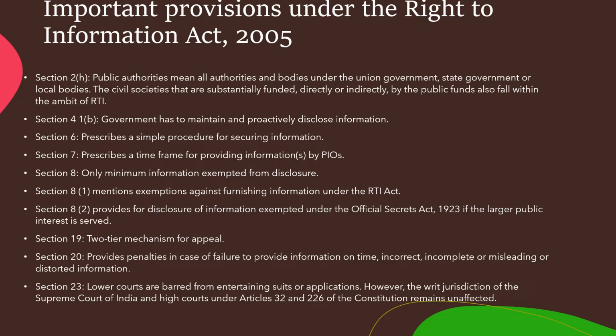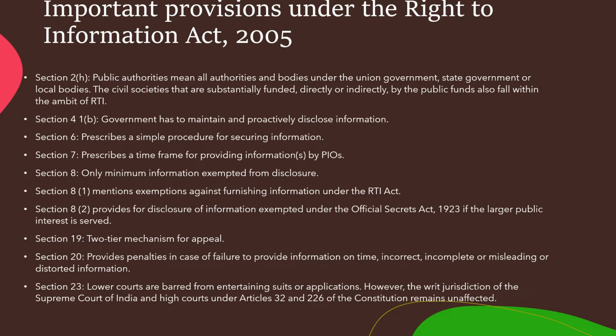Under Section 4(1)(b), it is said that the government has to maintain and proactively disclose the information. That means that the government has the entire responsibility to disclose the information if there is any demand from the public to get such kind of information.